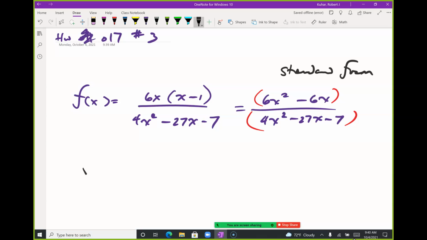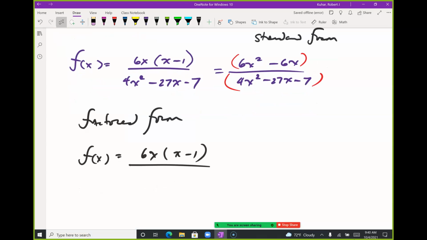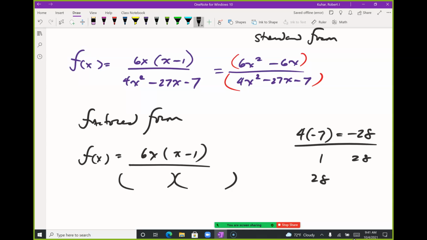I want to factor too. I want a factored form. This one I can factor without doing any synthetic division. But if you want to, you can use synthetic division. I already got the numerator factored. I need this denominator factored, right, into this. And I know it factors because what? 4 times negative 7 is negative 28. And the factors of negative 28 are 1 and 28, or 28 and 1. And I want them to add to negative 27. So I need a positive 1 and a negative 28.